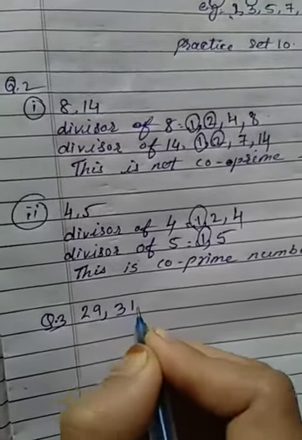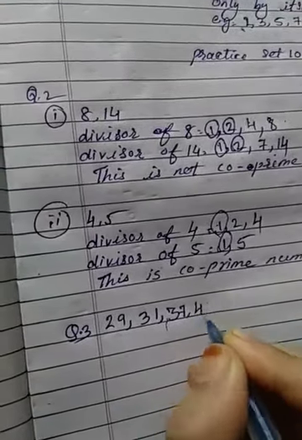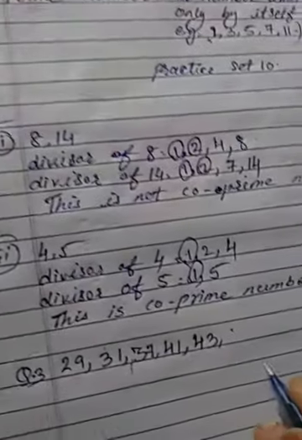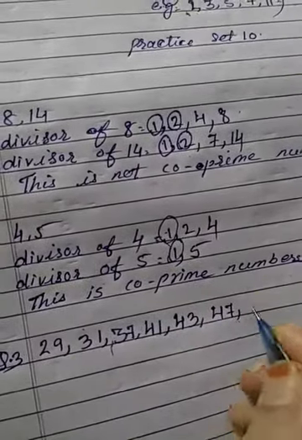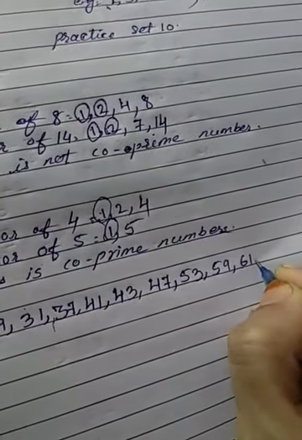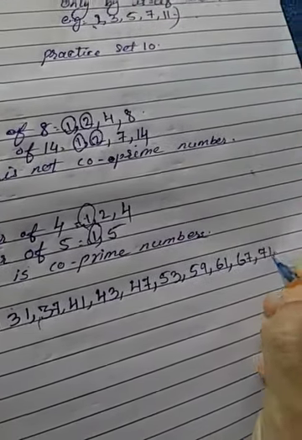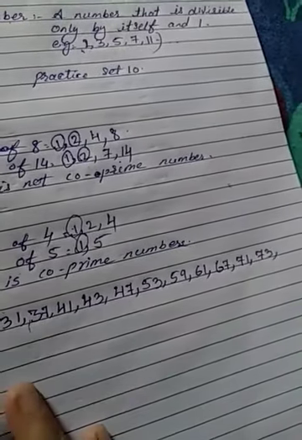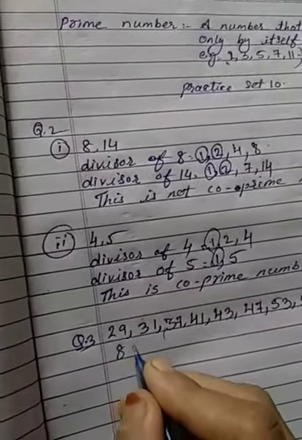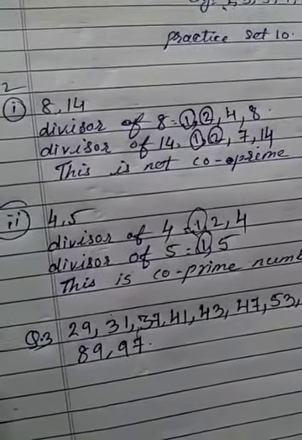29. Then 31, 37, 41, 43, 47, 53, 59, 61, 67, 71, 73, 79, 83, then 89, 97. These are the prime numbers from 25 to 100.